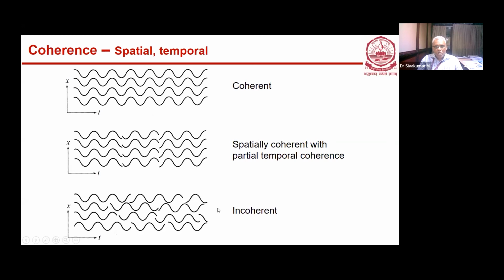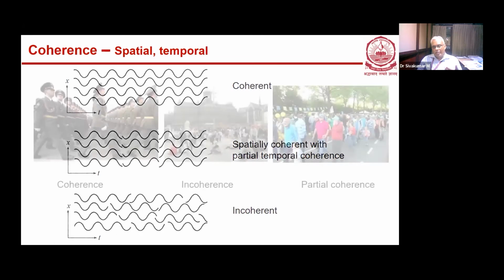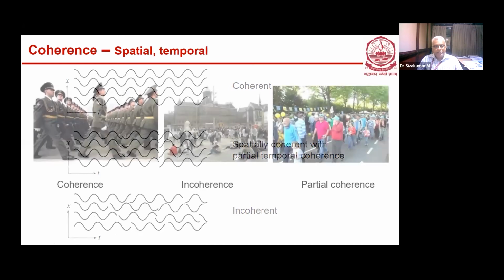And the last one is incoherent. Incoherent means you see random waves with random phase, not in phase with each other. These are called incoherent. This is just to understand what spatial and temporal coherence mean. So now, in order to understand in a much better way, you see the coherence, the soldiers march fast.